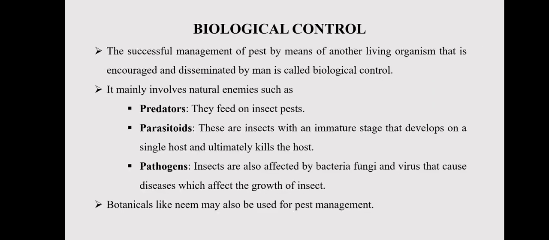Last one is biological control. In this, we use other living organisms to control the pest population. It mainly involves their natural enemies such as predators, parasitoids, pathogens, etc. Predators are those insects which feed on other insects. Parasitoids are those in which an immature stage develops on a single host and ultimately kills the host. And the pathogens. Insects are also affected by bacteria, fungi, and viruses. They can cause diseases which affect the growth of the insects. And at last, we can also use botanicals like neem extracts to control the pest infestation.